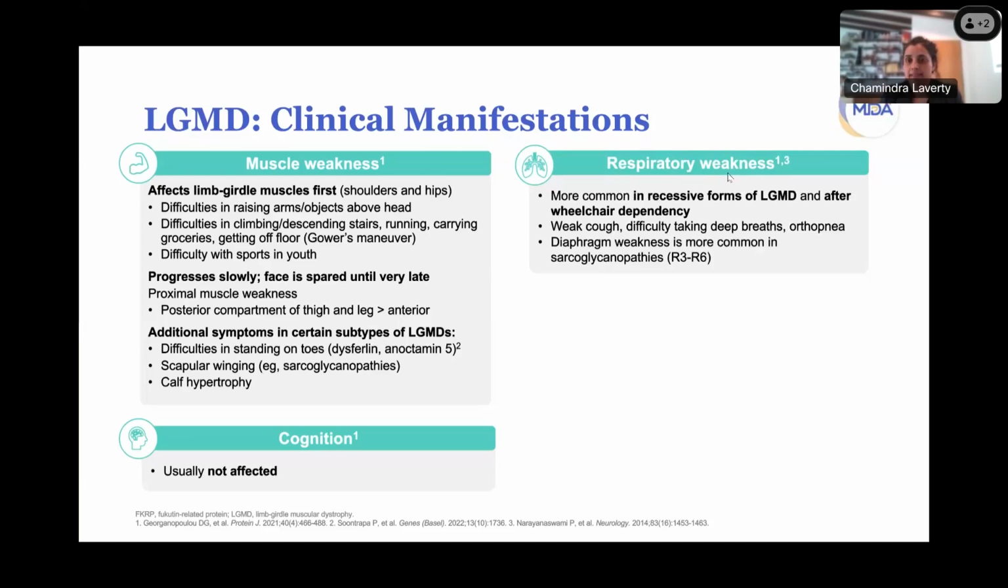Respiratory weakness can happen in limb-girdle muscular dystrophy, and it's much more common in the recessive forms that tend to be a little bit more severe than the dominant. And patients should receive continual respiratory assessments to determine if they need help with their breathing, especially at night.